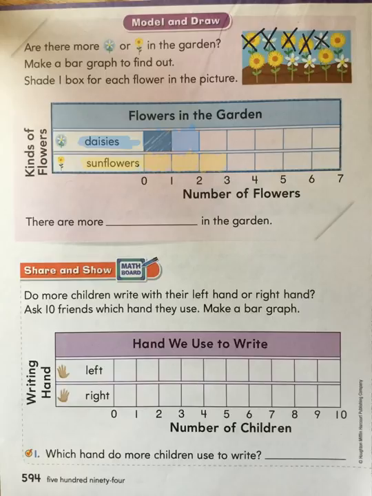Next, sunflower. Color, yellow. Now I'm going to go down to the next row and keep going. Sunflower.